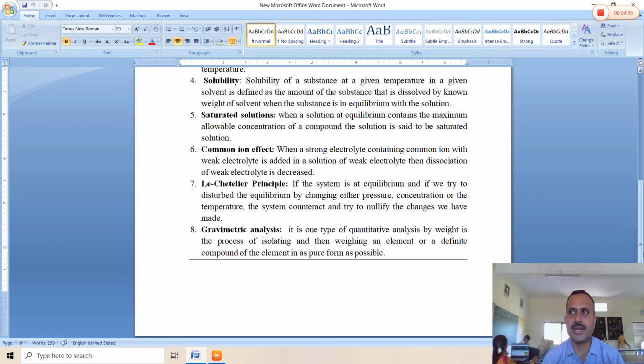Now the next one is gravimetric analysis. It is one type of quantitative analysis by weight. It is the process of isolating and then weighing an element or a compound of the element in as pure a form as possible. So gravimetric analysis is used for the quantitative determination of a compound in as pure a form as possible.